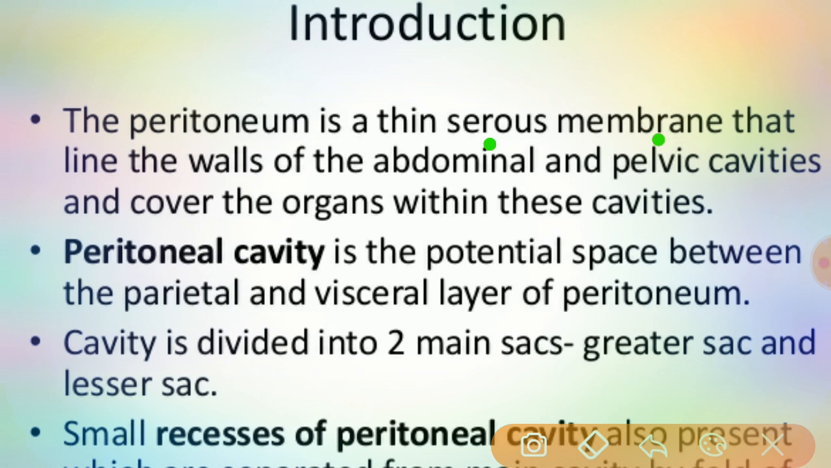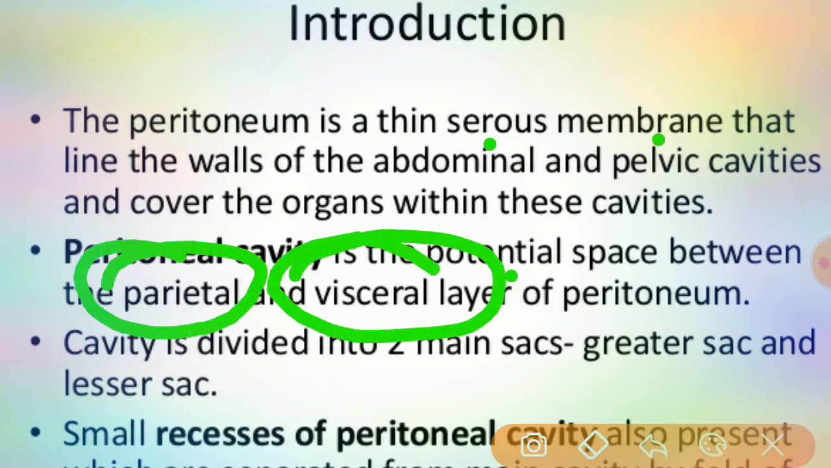Here the peritoneal cavity is the peritoneal space between the parietal and the visceral layer of the peritoneum. What all are the cavities present in the peritoneum? There will be the presence of the peritoneal cavity. It shows the space between the two types of layers in the peritoneum. What are those layers? The first one is the parietal layer and the second one is the visceral layer.